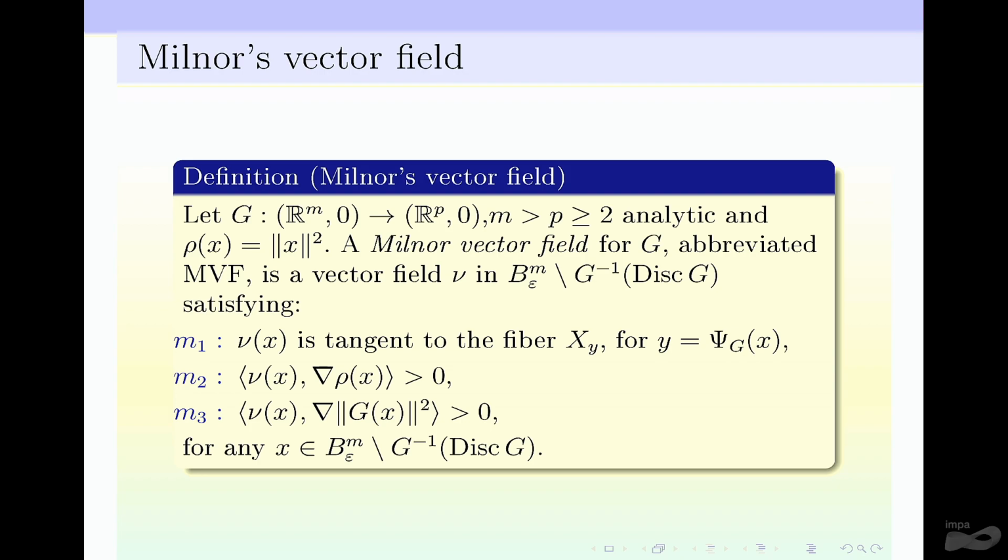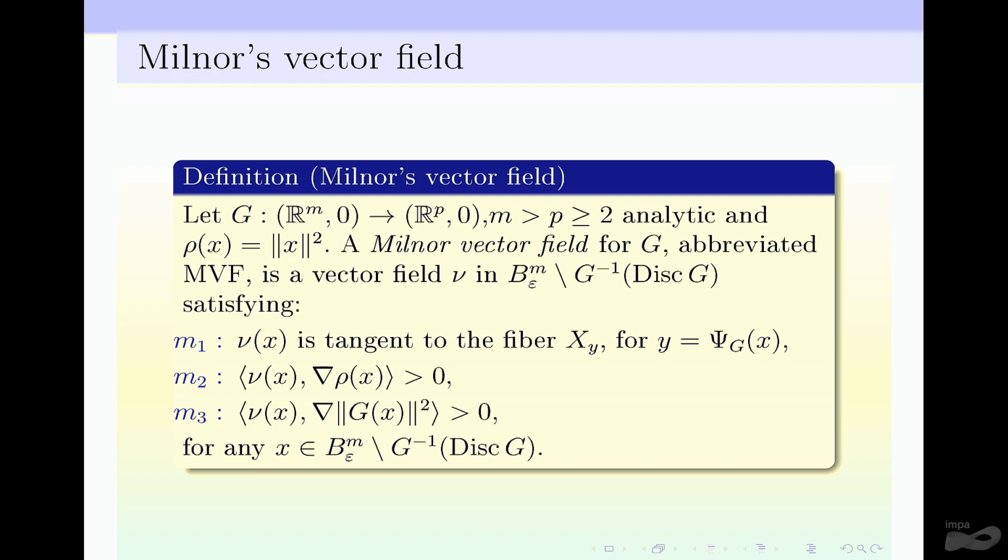So what we are saying here is that such a vector field must intersect a small enough sphere in a transversal way. The flow goes in the positive direction. We also ask that the dot product here must be positive, which says that the flow of nu should go in the direction where the square of the distance function of gx is increasing. This is a good property anyway. That's what we call the Milnor vector field.